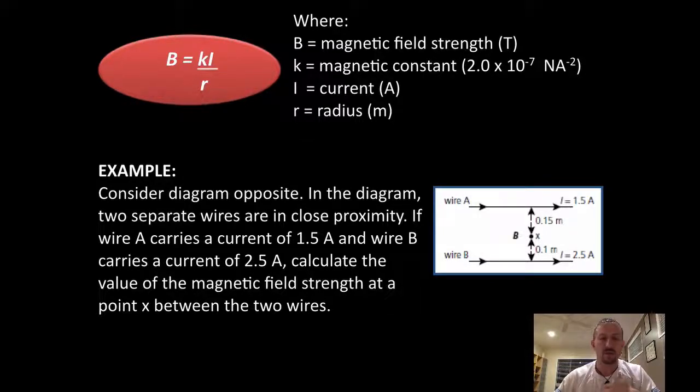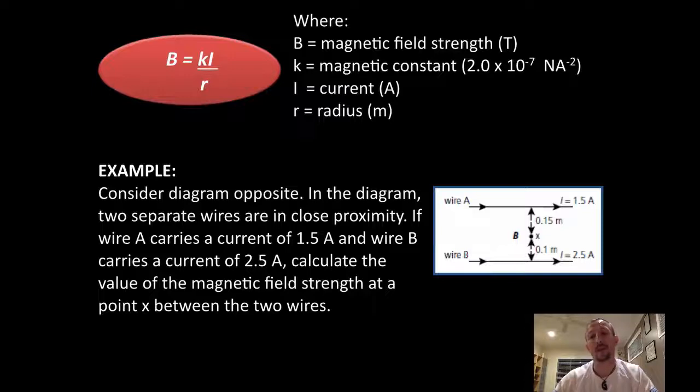Okay, so below we've got an example of how we can utilize these two magnetic field strengths. We're going to consider the diagram opposite. In the diagram, we've got two separate wires in close proximity, wire A and wire B. Wire A carries a current of 1.5 amps and wire B carries a current of 2.5 amps. We're going to calculate the magnetic field strength at point X, which is between the two wires. Point X is 0.15 meters below wire A and 0.1 meters above wire B. So we're going to work out what that magnetic field strength is.